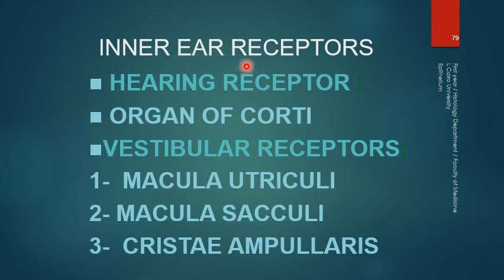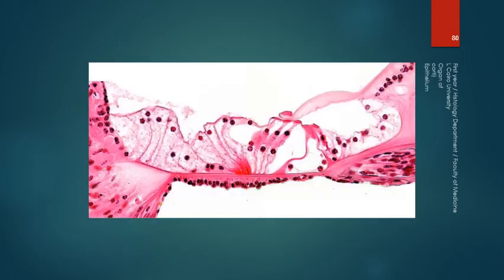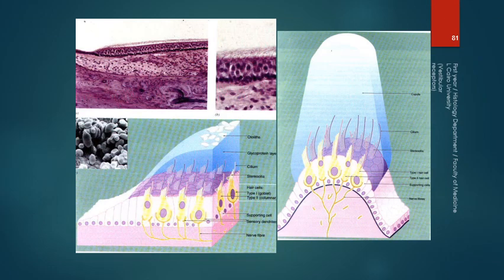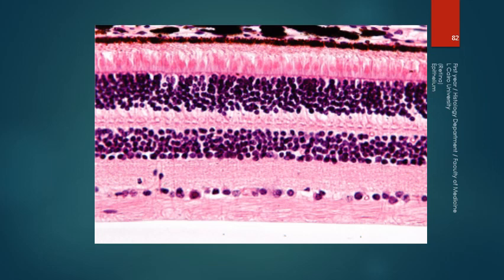Inner ear receptors: we have receptors for hearing, known as the organ of Corti. Vestibular receptors needed for equilibrium are the macula utricle, macula saccule, and crista ampullaris. These are names for receptors in the inner ear. This is the organ of Corti that is responsible for hearing. These are the crista ampullaris, utricle and saccule, needed for equilibrium. This is the retina.